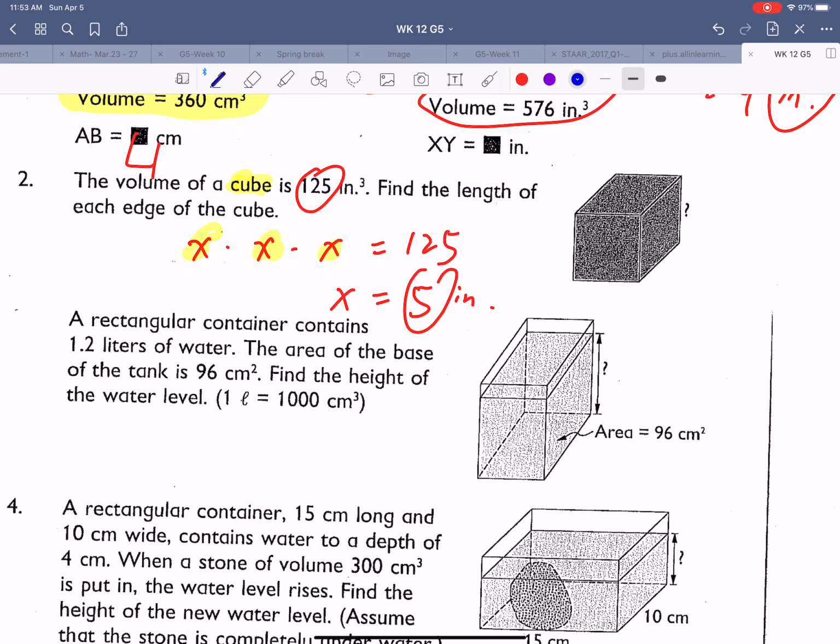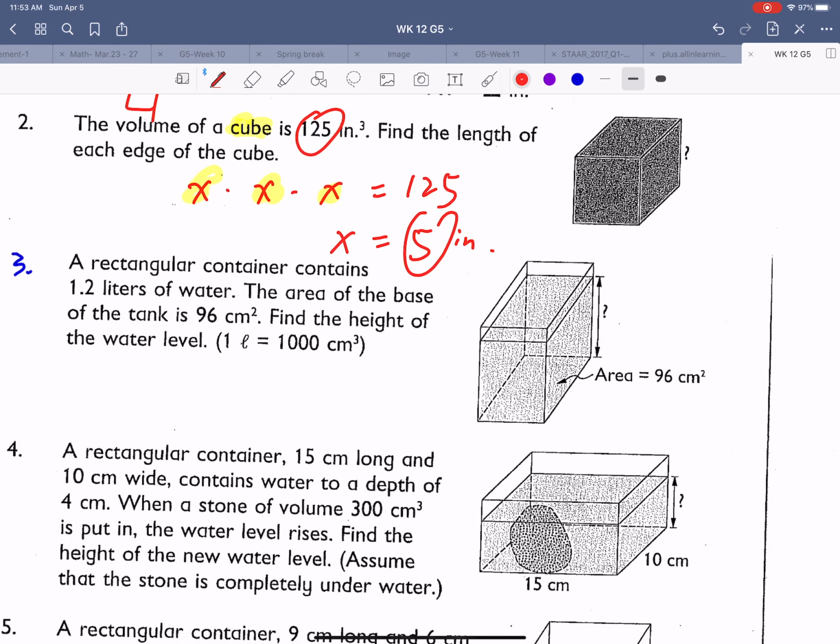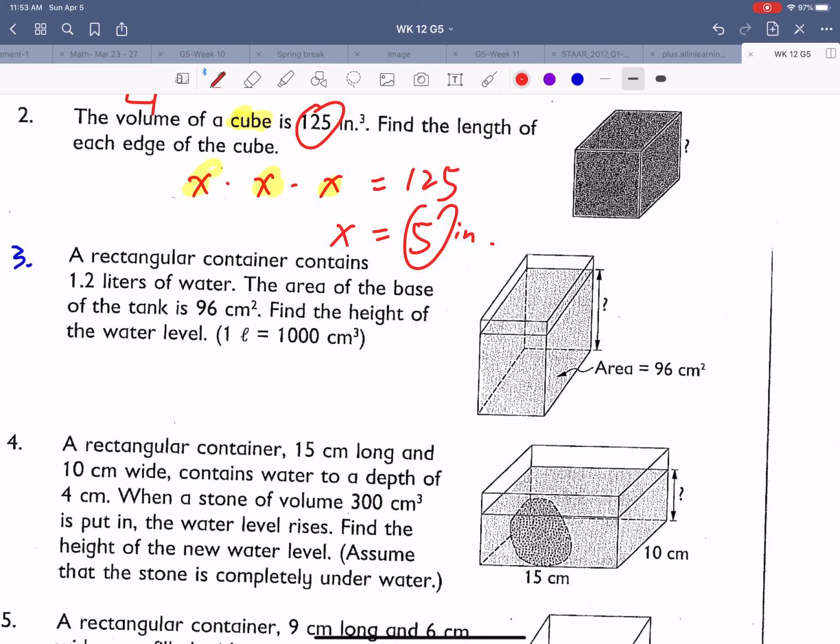Number 3, we don't have 3 here, so let me just label 3 here right now. All right, let's see the question. Rectangular prism contains 1.2 liter. If not familiar with liter, we have the hint here. 1 liter is 1,000 centimeters cubed, or we say 1 liter equals 1,000 milliliters. The area of the base, you may want to put a B here, capital B, because the area of the base, which is capital B, is 96. Find the height. Height is h.